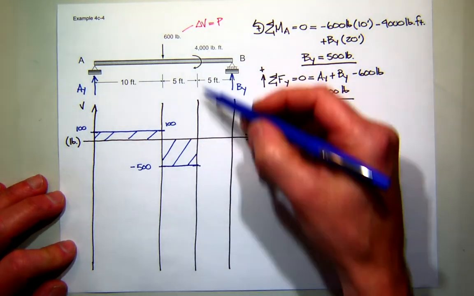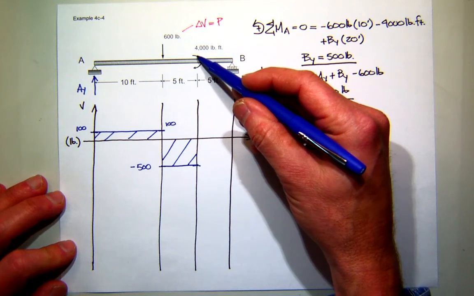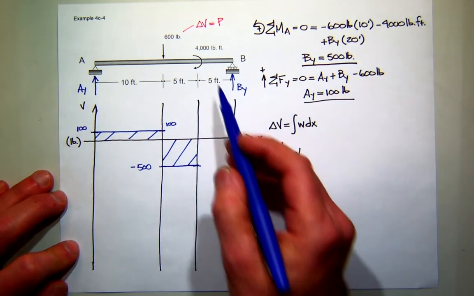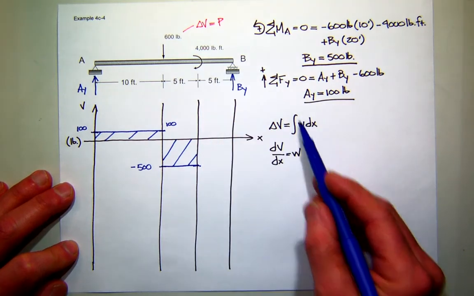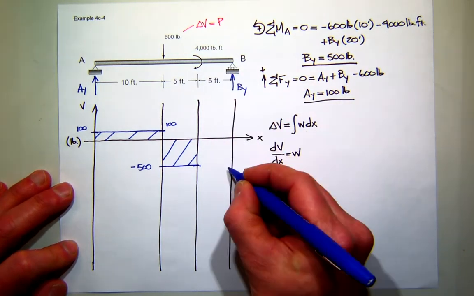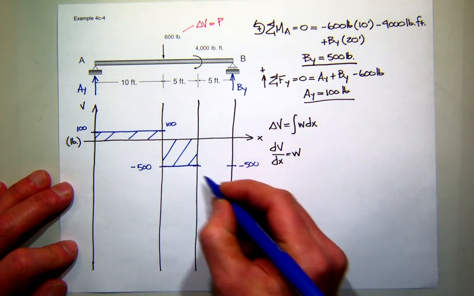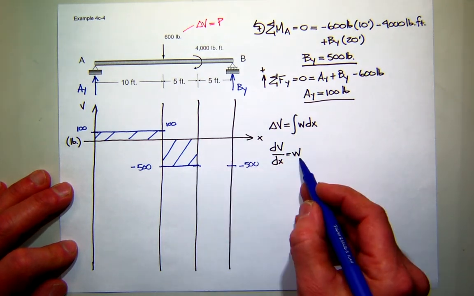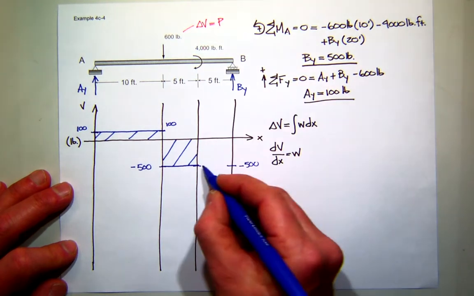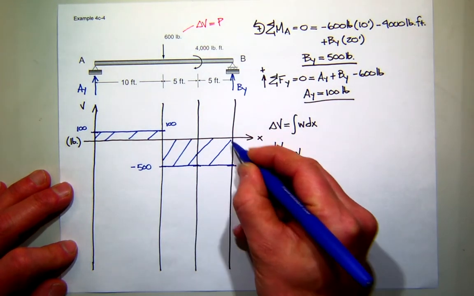Now, what happens here? Does this affect the shear? Nope. So what's the change in the shear over the last 5 feet? Well, it's the area under the load curve, which is 0. So we're still stuck here at minus 500. The slope of the curve in between is given by the load. The load is 0, so it's a curve with 0 slope.